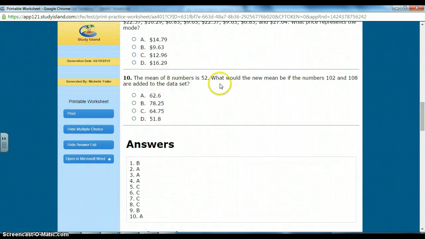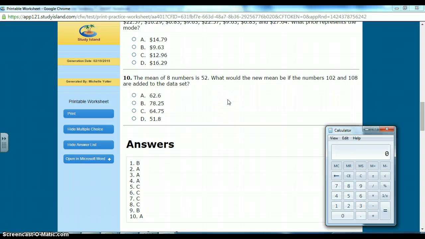The mean of 8 numbers is 52. What would be the mean if the numbers 102 and 108 were added to the data set? That was like that one before. So you just want to reverse. So 52 times 8. So the sum of these 8 numbers was 416. Add in our 2 new numbers, 102 and 108. And now divide it by 10. And so it would be A, 62.6.